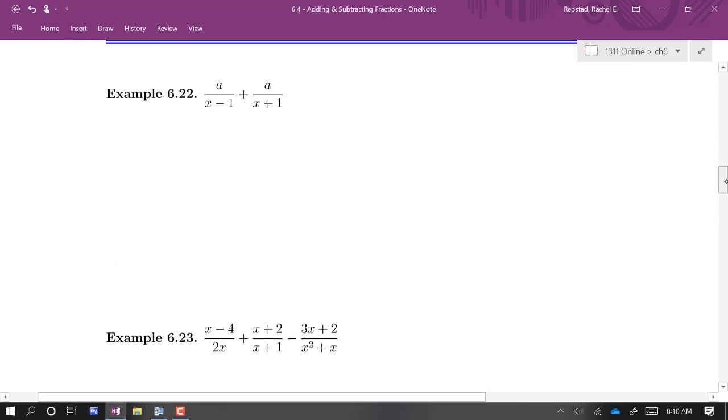All right, let's try another one. In example 622, this is the first time we're seeing fractions where we have some addition or subtraction happening in the denominator. When you're adding and subtracting, the first thing you need to check is, can you factor the denominators? Now, there is no factoring to do.